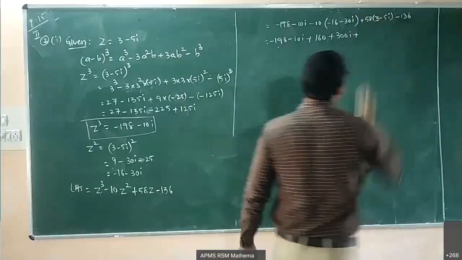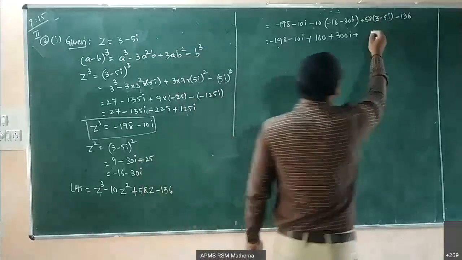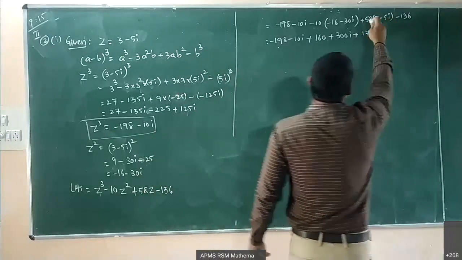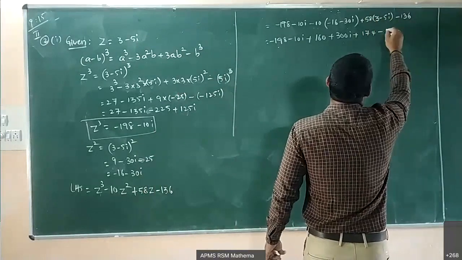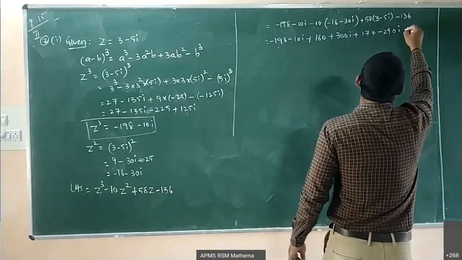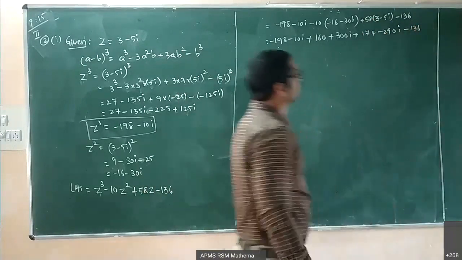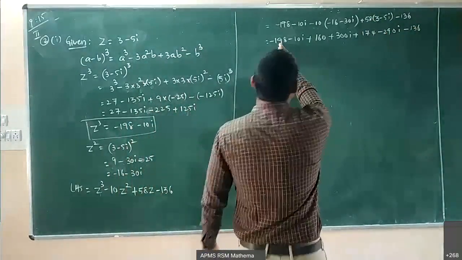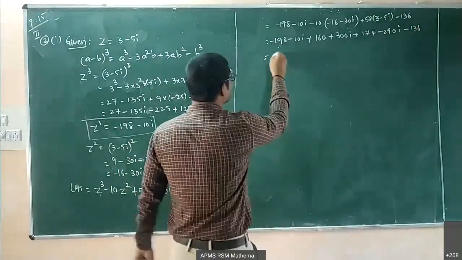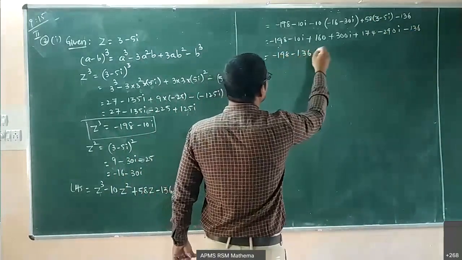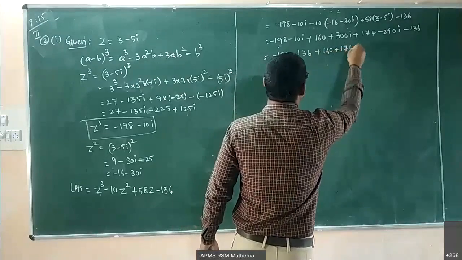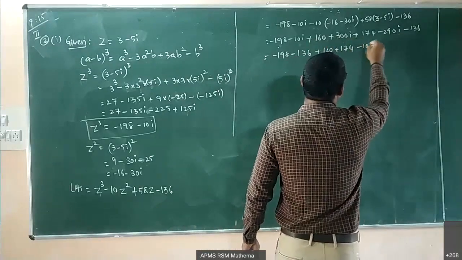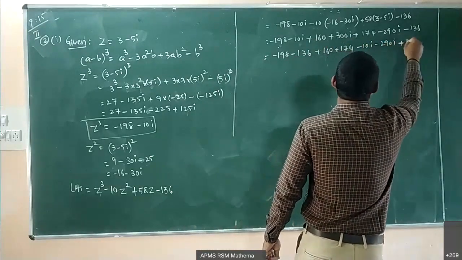Plus 58 into 3 is 174, plus into minus minus 290i, minus 136. Now here one minus is there, here one minus is there. Numbers, so minus 198, minus 136, plus 160, plus 174. Here, minus 10i, minus 290i, plus 300i.